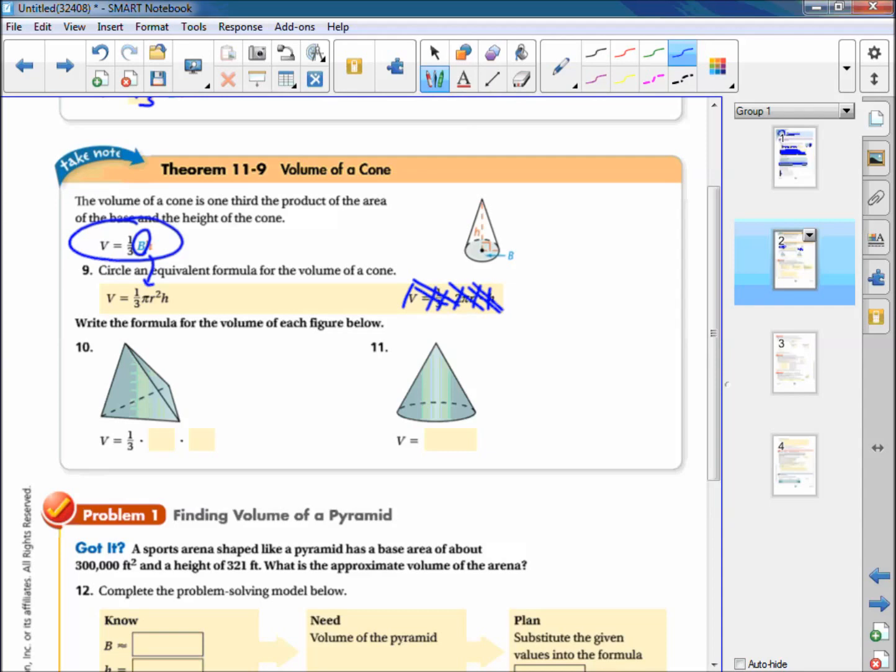All right, write the formula for the volume of each figure below. So this one's going to be 1/3 times big B times h. In this case, the big B is a triangle because it's a triangular pyramid. And this would be 1/3 times big B times h again, except we would replace big B with the area formula for a circle this time.